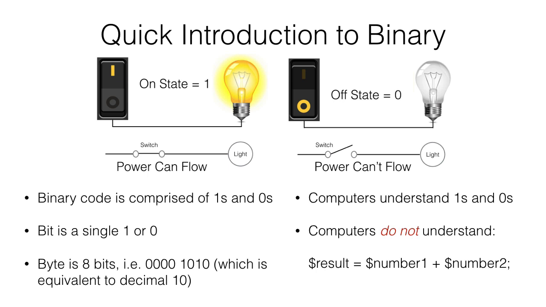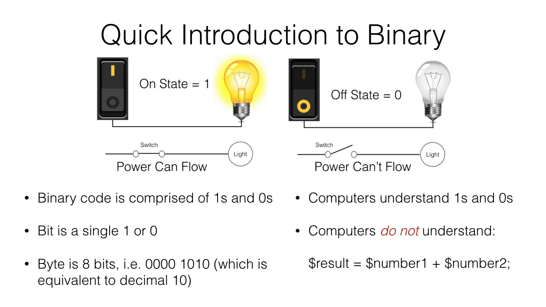Computers do not understand this. This is human readable code. So in your code, if you have $result equals number 1 plus number 2, computers don't understand that. They only understand ones and zeros, and that's it. So that's what I want you to know here.